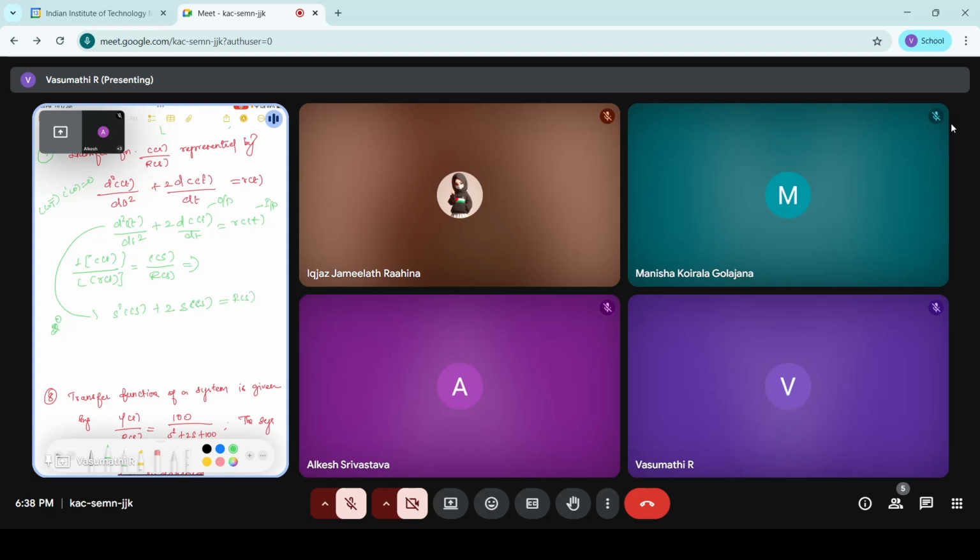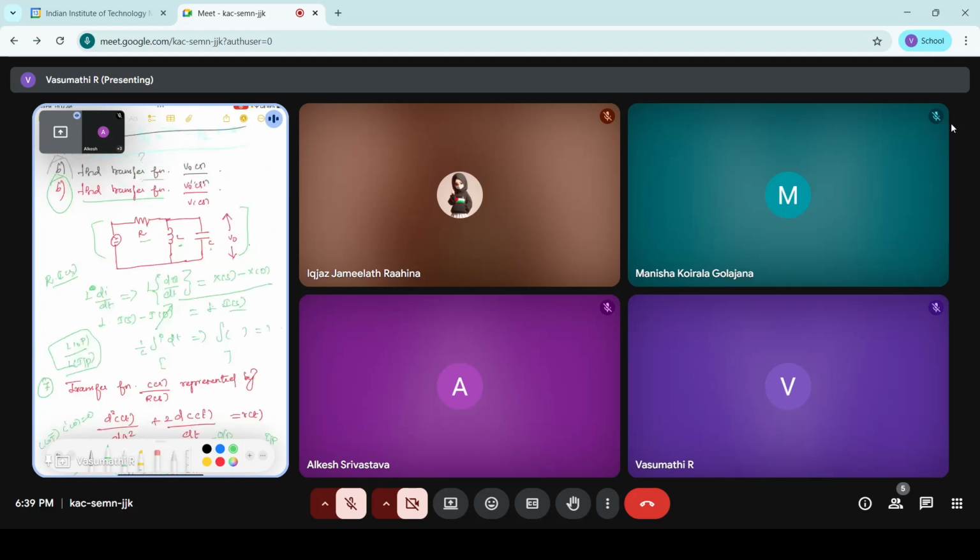That's it. So combining everything, c of s together to one side, s square plus 2s times c of s is equal to r of s. And we want this format, so c of s by r of s is equal to 1 by s square plus 2s. That's it. This is the transfer function of the system.